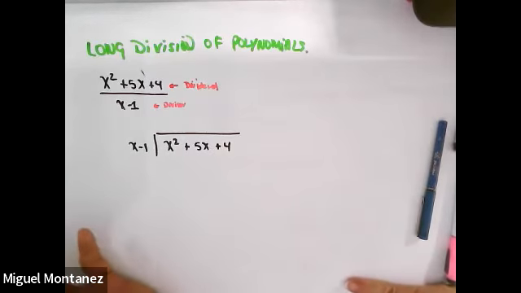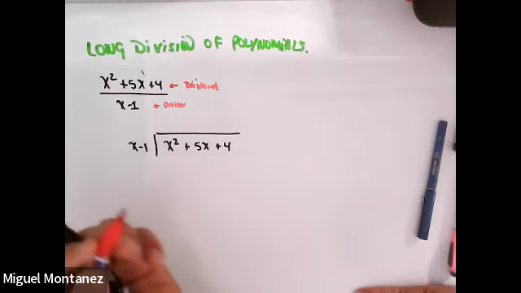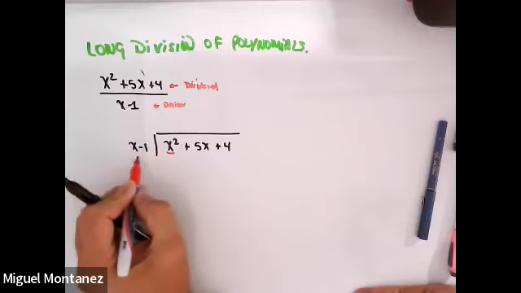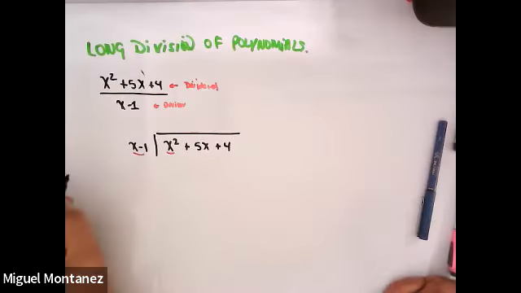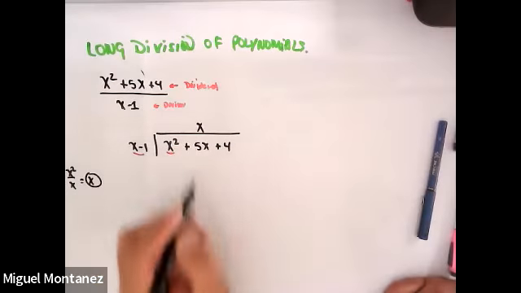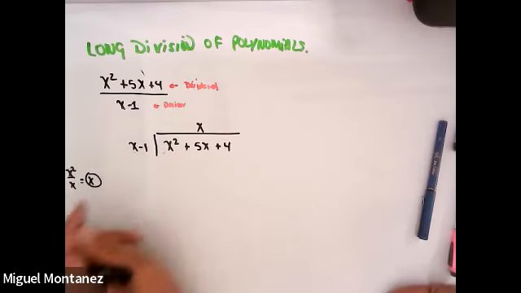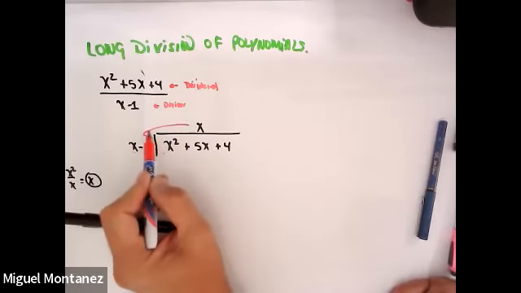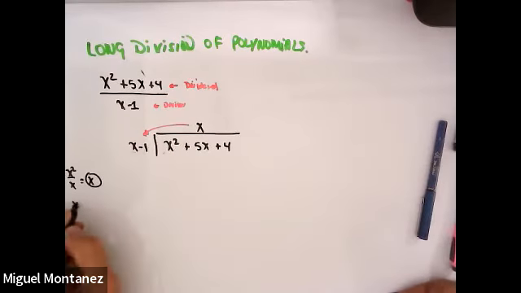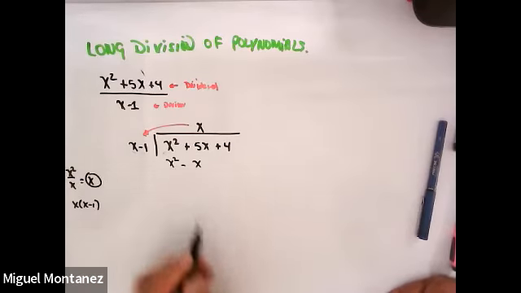The same way we did the long division with numbers, we do the same thing here. We need to take the first term. In the previous example, we took 12 and divided by that. So x squared divided by x, that would be x. That's the first term you place here. Now we multiply x times x minus 1. That would be x squared minus x.